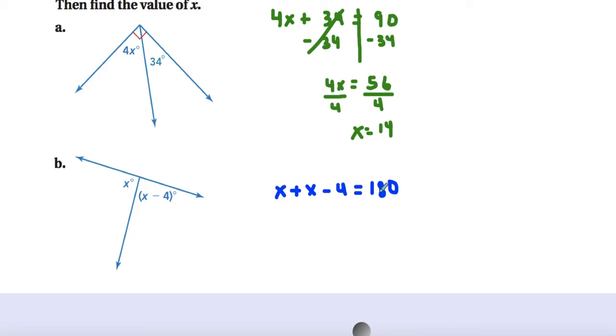Before I use inverse operations, I want to go ahead and simplify this expression. I have 2x minus 4 equals 180. Instead of subtracting by 4, I'm going to add by 4 on both sides. Minus 4 and plus 4 cancel out, so I'm left with 2x is equal to 180 plus 4, which is 184.